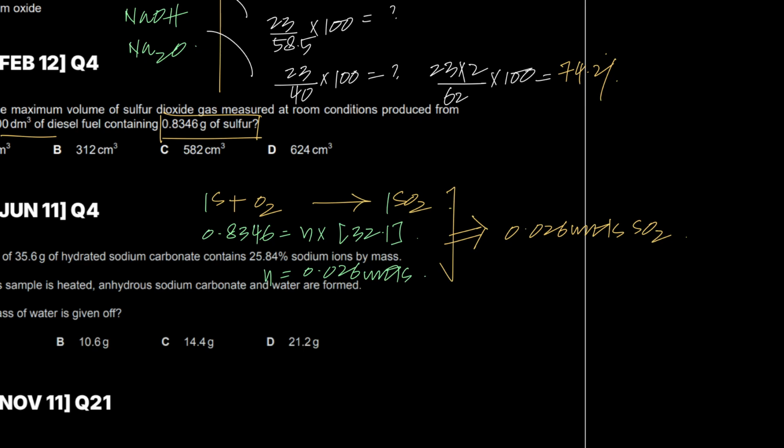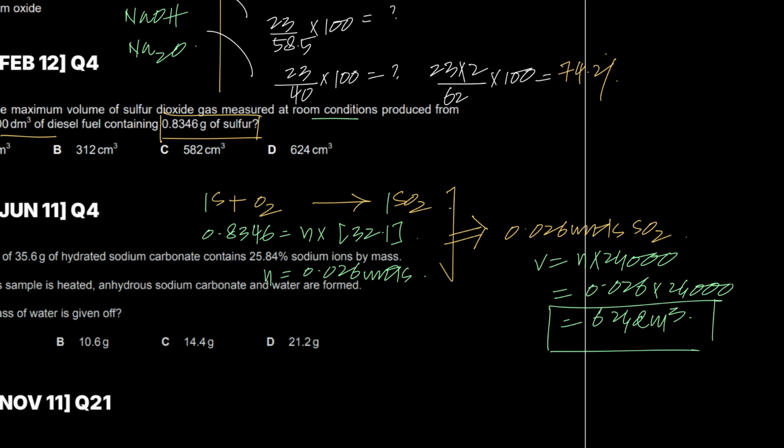Now once I have the moles of sulfur dioxide, I need the volume. V is equal to n times 24,000, because it's at room conditions. Please be very careful. So how many moles? 0.026 times 24,000. I don't think STP was tested back in our day. I think Cambridge also improves with time. It adds good stuff to the syllabus. 624, D is the correct option, right?